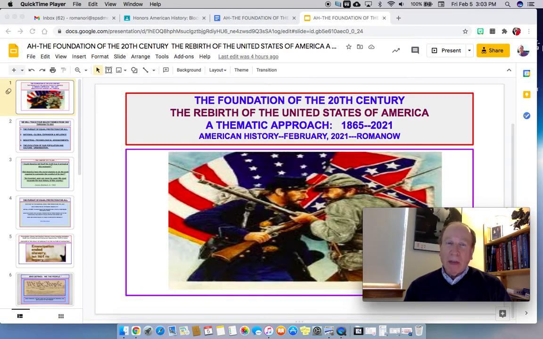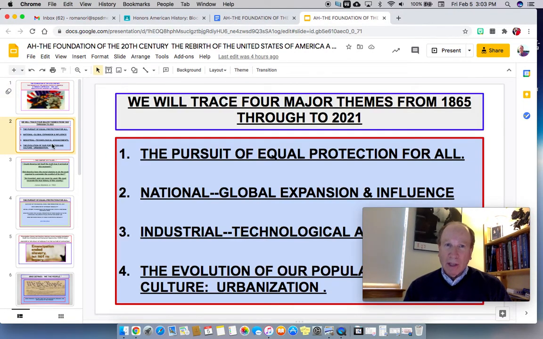So we started our major theme, one theme out of the four that we're studying in American history. We're going to start off with the foundation of the 20th century. And the major theme that we're working on now is this theme right here, the pursuit of equal protection for all. Now we're going to use that theme and attach historical events to that theme from the 1800s into and through the 20th century.